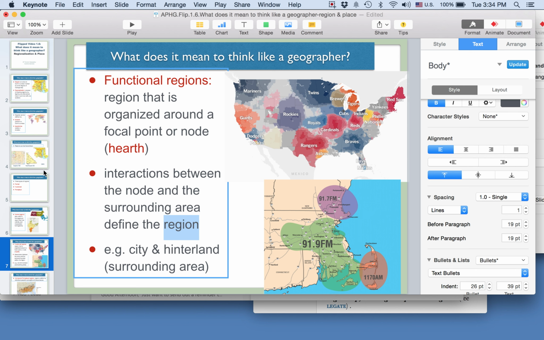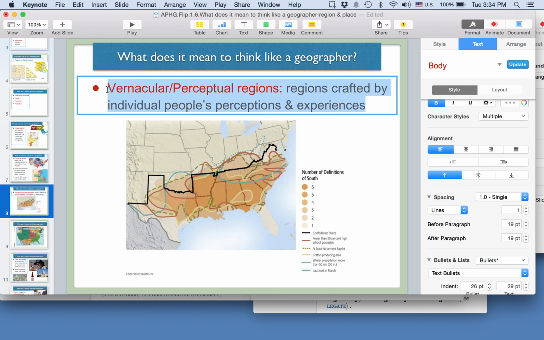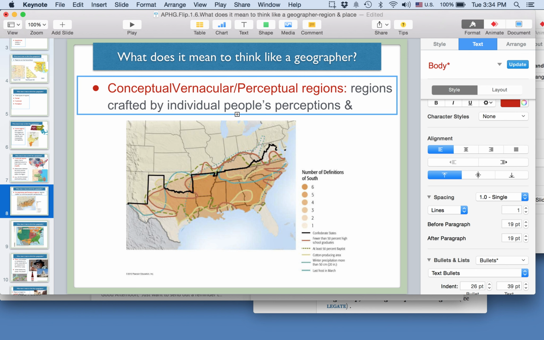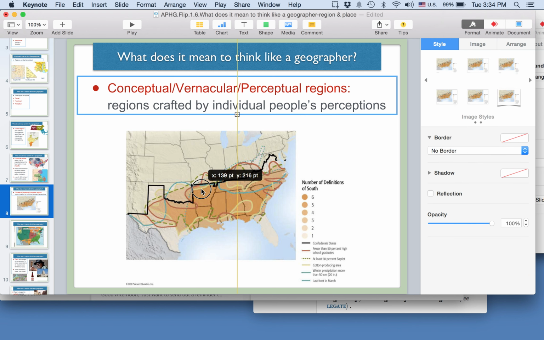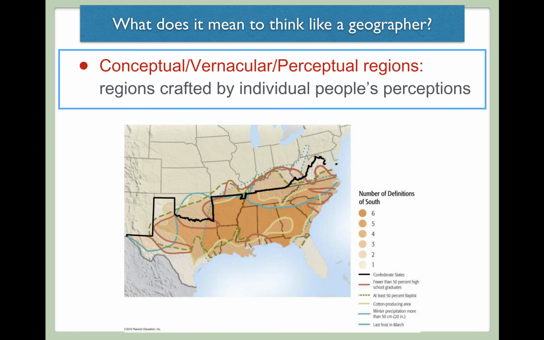So formal and functional. Formal is just sort of a basic area, a region with homogeneity. Functional region is that region that's organized around a node. The last one, I'm going to add one more term in here as well, has three terms that mean the exact same thing: conceptual, vernacular, or perceptual regions. These are regions that are based upon your own individual perception of what a region is or what a region is not. So for example, if we had the South, when people say we're going to the South, right?